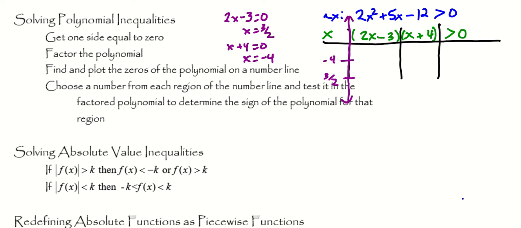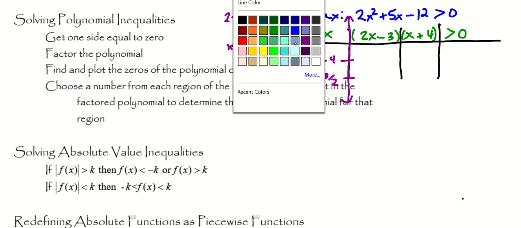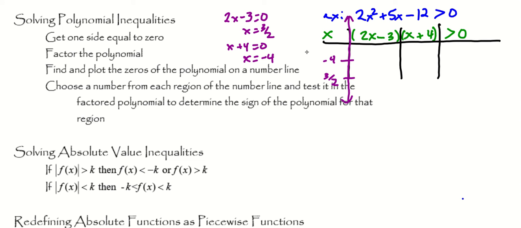And then in between those, I'm going to consider any x's that could fall below or above. So we'll take this lovely little orange. And I'm going to consider now x's that are less than negative 4, x's that are between negative 4 and 3 halves, and x's that are greater than 3 halves. And I'm going to just test a number that falls into that category.